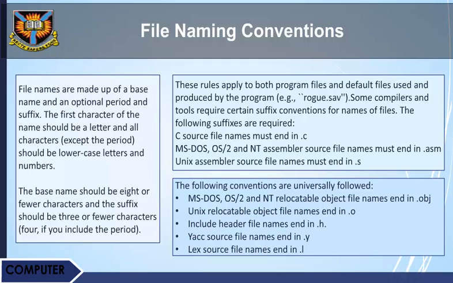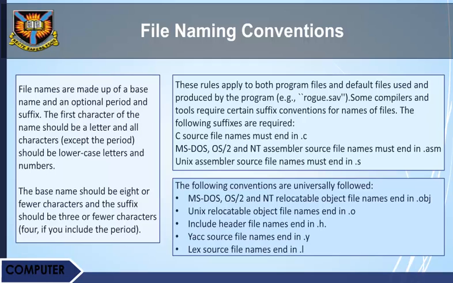Some compilers and tools require certain suffix conventions for names of files. The following suffixes are required. C source file names must end in .c. MS-DOS, OS/2, and NT assembler source file names must end in .asm. Unix assembler source file names must end in .s.